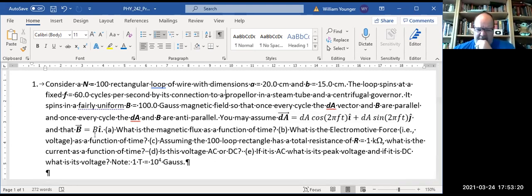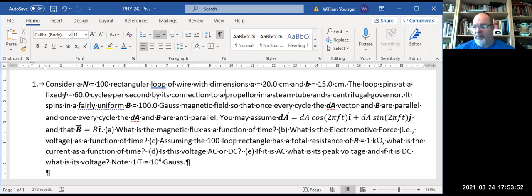A, what is the magnetic flux as a function of time? Oh, excuse me. B, what is the electromotive force, i.e. the voltage, as a function of time? C, assuming that the 100 loop rectangle has a total resistance of 1 kilo ohm, which probably is a little high, but still it's okay, what is the current as a function of time given that resistance? And D, is the voltage AC or DC? If it is AC, what is its peak voltage? And if it is DC, what is its voltage?